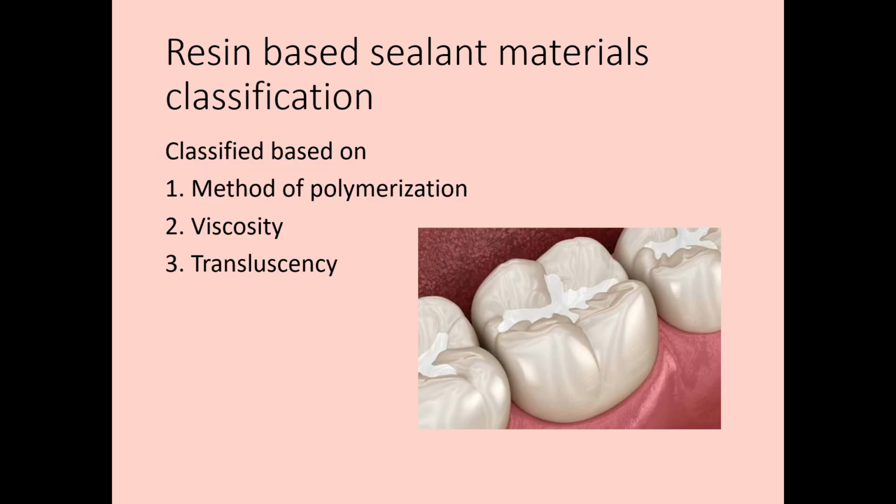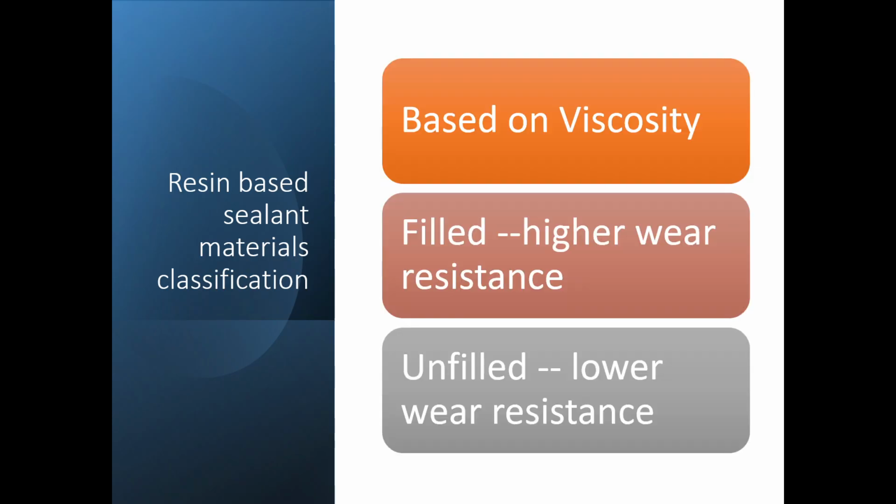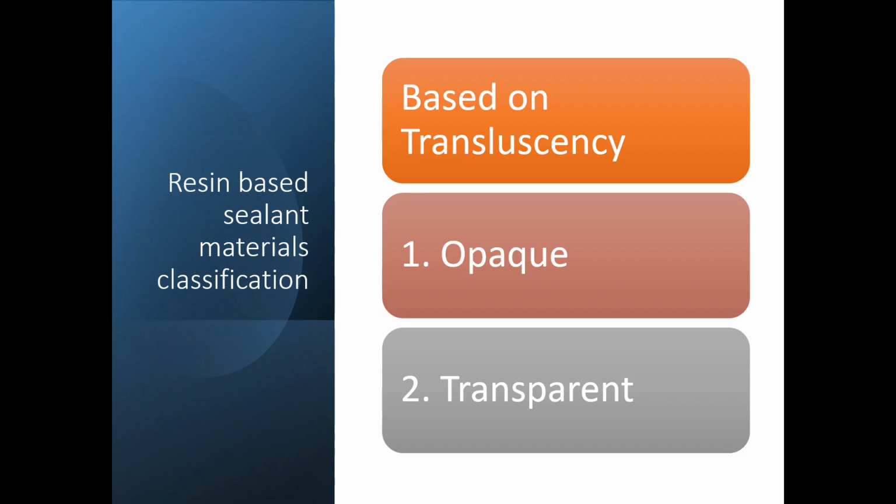So resin-based sealants are further classified based on the polymerization, viscosity and translucency. Based on the polymerization, they are classified into four generations. The first generation is UV light polymerizing pit and fissure sealants. The second is chemically cured or autopolymerizing. The third one is visible light polymerizing. And the fourth one is resin-based fluoride releasing sealants. Based on the viscosity, they can be classified as filled, higher wear resistance, and unfilled, lower wear resistance. Based on translucency, opaque and transparent.